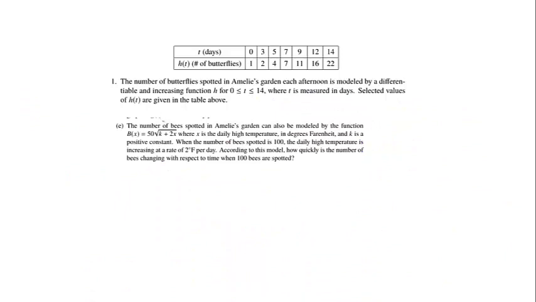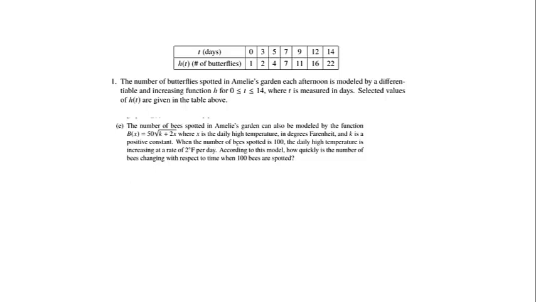Okay, part E. The number of bees spotted in Emily's garden can also be modeled by the function b of x is equal to 50 square root of k plus 2x. Notice this time it's not b of t, it's just b of x. So things are changing a little bit, where x is the daily high temperature in degrees Fahrenheit and k is a positive constant. When the number of bees spotted is 100, the daily high temperature is increasing at a rate of 2 degrees Fahrenheit per day. According to this model, how quickly is the number of bees changing with respect to time when 100 bees are spotted? So there's a few things that are given to me.